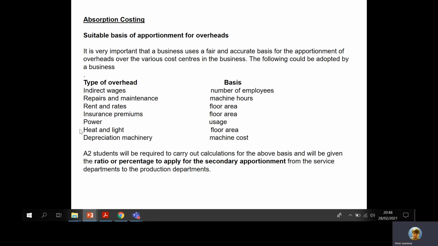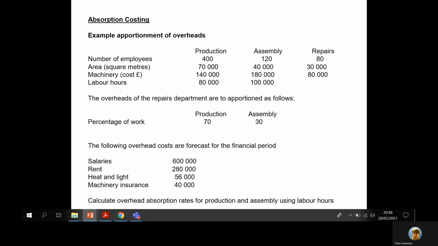Depreciation on machinery should be based on the value of machinery in each department. So it can be relatively straightforward. You've just got to be really logical when deciding how to split it up. So here is an example of that.